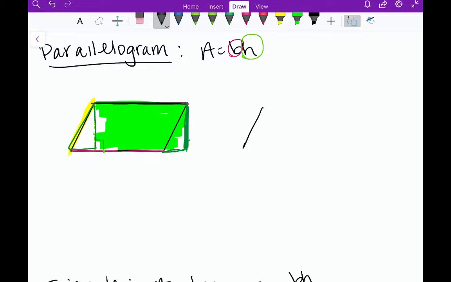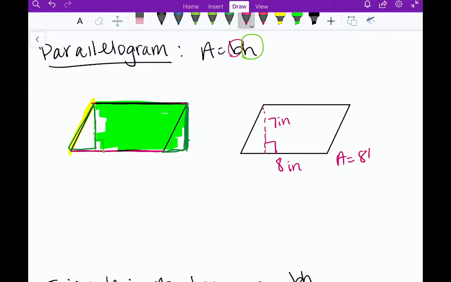So let me draw another one for us here, and let's look at what this would look like. If the base is 8 inches, and then I know the height, again, that's got to be at a right angle, is 7 inches, then my area is 8 times 7, which is 56 inches squared.